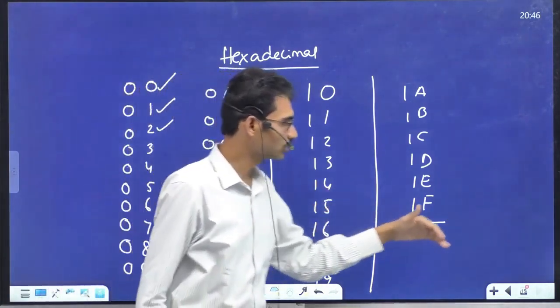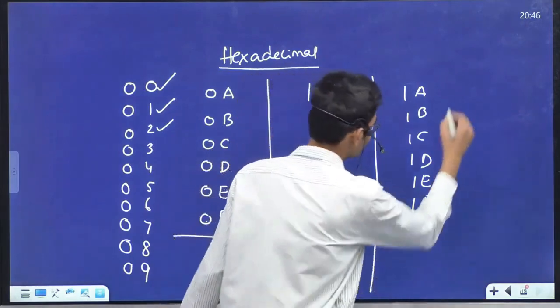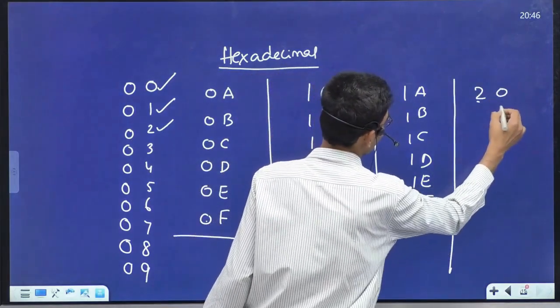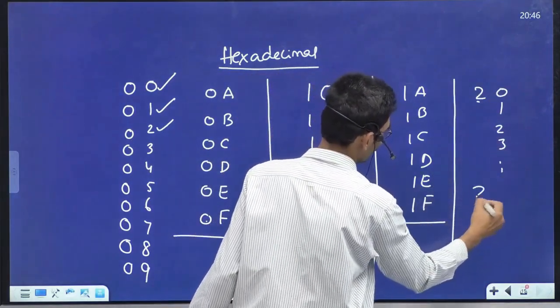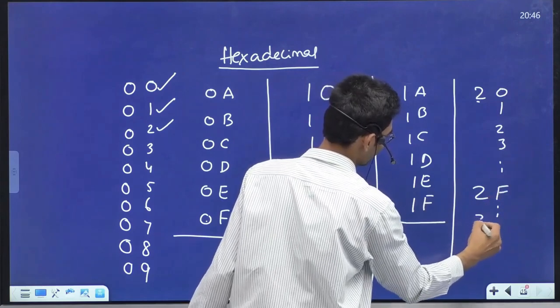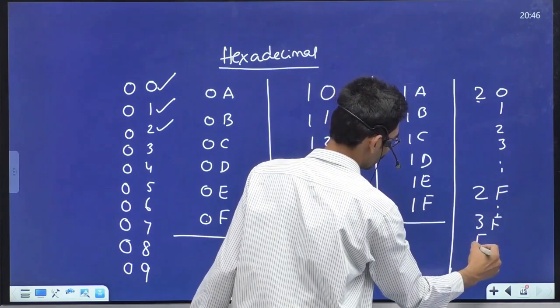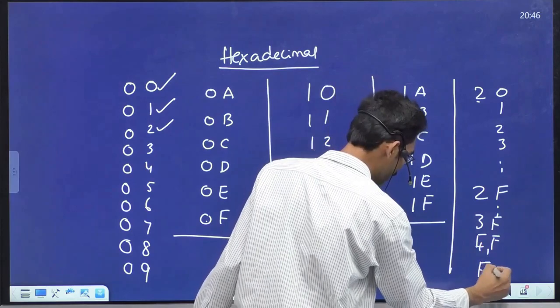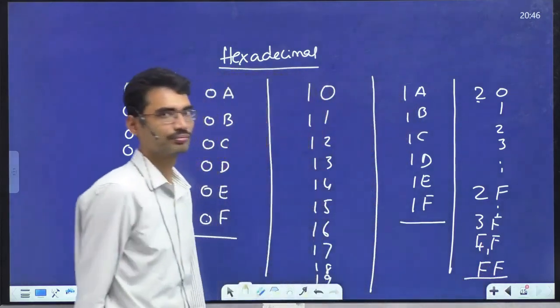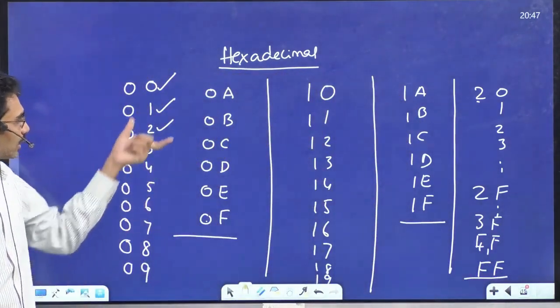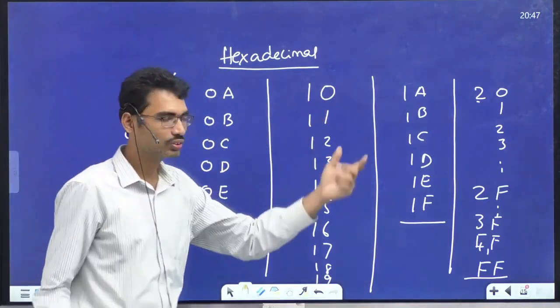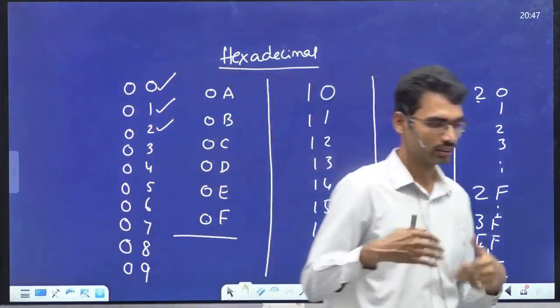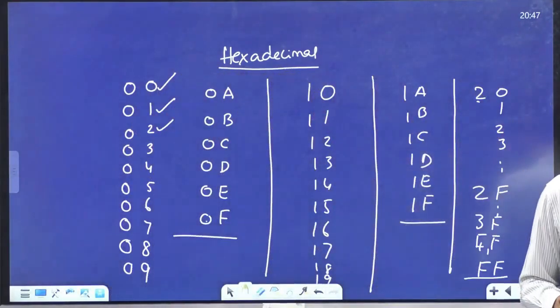2 also now: 2 0, 2 1, 2 2, like that. 2 0 1, 2 3, and so on. 2 F. Likewise, 3 F, 4 F. Likewise, F F. So this way, we just have to utilize the existing numbers for repetition purposes.